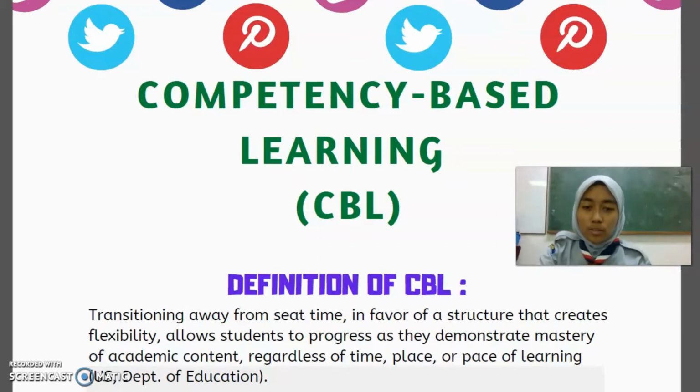Okay, I'm going to talk about the definition of CBL. CBL is transitioning away from seat time in favor of a structure that creates flexibility, allows students to progress as they demonstrate mastery of academic content regardless of time, place, or pace of learning.